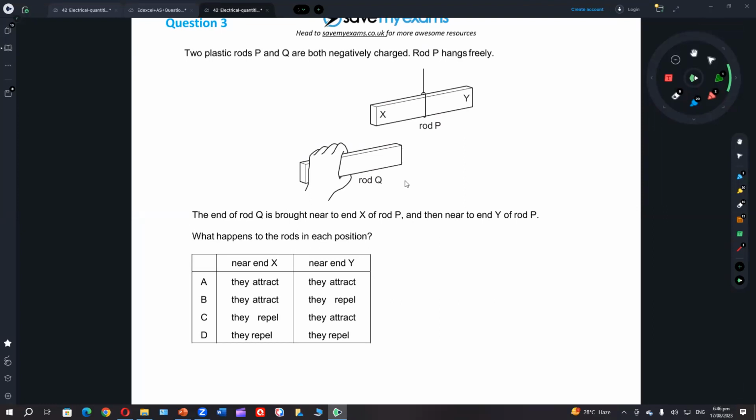Two plastic rods P and Q are both negatively charged. Rod P hangs freely. Let me mark negative on that. Like charges always repel. The end of rod Q is brought near to end X of rod P and then near to end Y of rod P. Like charges always repel. So I have made the notes and you have to tell me.